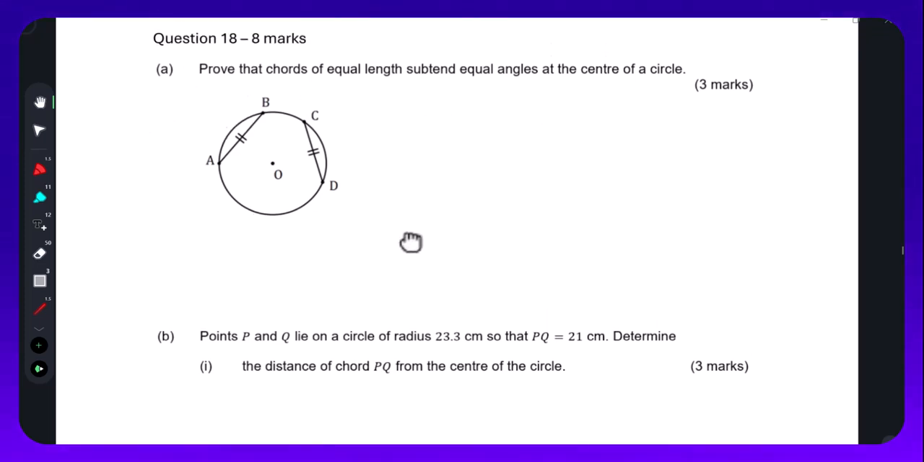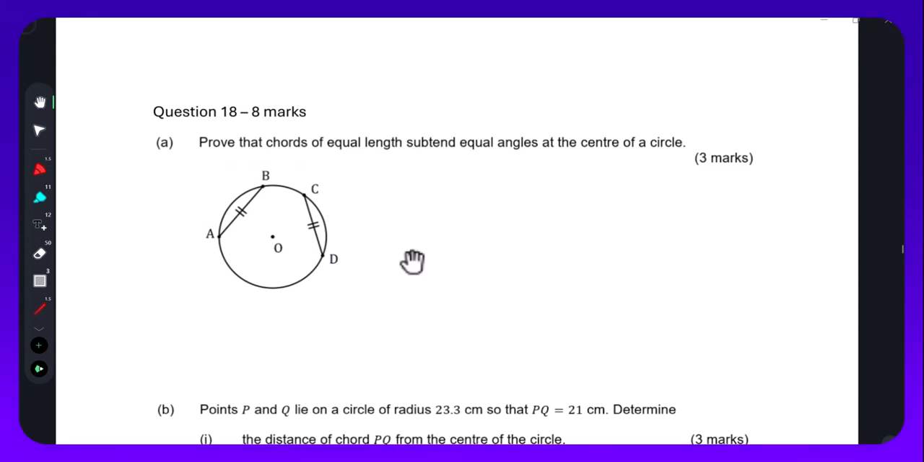Okay, we are up to question 18. Prove that chords of equal length subtend equal angles at the center of a circle. So what will that involve? I guess we'll be making some triangles with these chords and making the angles at the center.